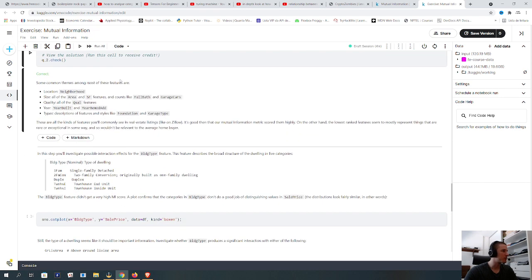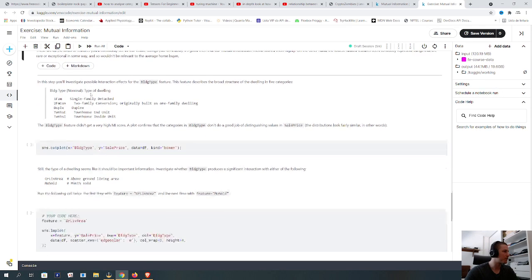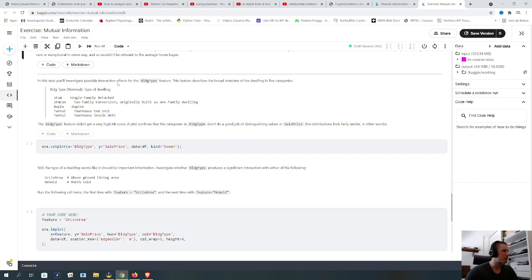Some common themes among most of these features are location, size, quality, year, types. These are all kinds of features you'll commonly see in real estate listings, like Zillow. It's good then that our mutual information metric scored them highly. On the other hand, the lowest ranked features seem to mostly represent things that are rare or exceptional in some way. This step will investigate possible interaction effects for the BldgType feature.